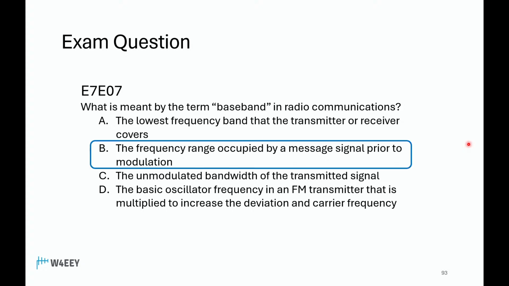Bravo. It is Bravo, the frequency range occupied by a message signal prior to modulation. The easiest way to think of that is single sideband. It'd be the 300 to 3,000 hertz range that gets passed in sideband.